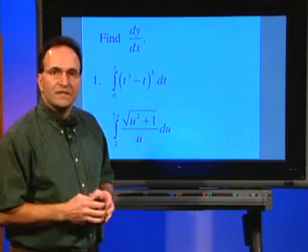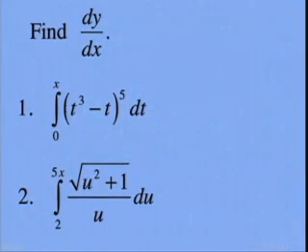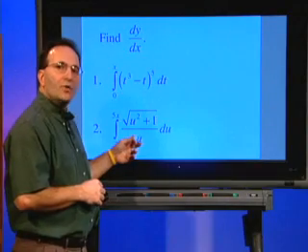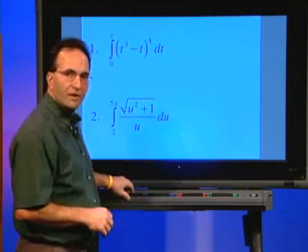We want to find dy/dx for the following functions. We have the integral of (t cubed minus t) raised to the 5th power, evaluated from 0 to x. And our second one is the integral evaluated from 2 to 5x of the square root of (u squared plus 1) all divided by u, du. Okay, so let's take a look at the first one and evaluate this one using the fundamental theorem.